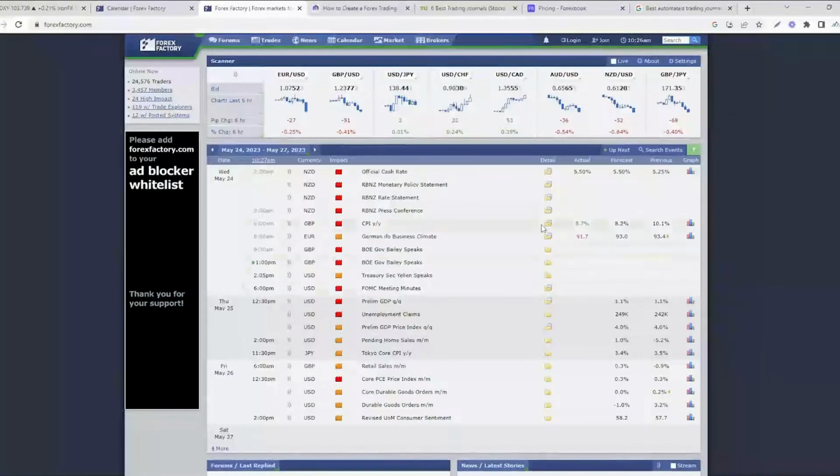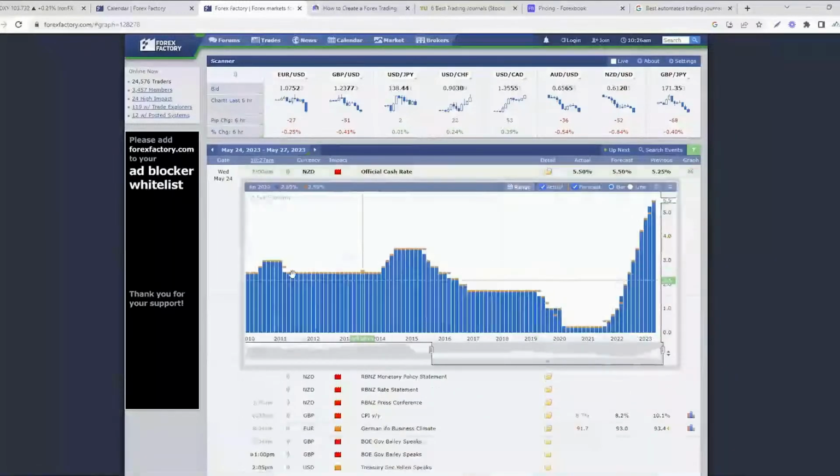Next, as I said, the good thing about Forex Factory is you also have the graph icon here. Whenever a particular event has a data point, it will have a graph. Of course, monetary policy statements and press conferences won't have a graph because it's all text. But anything that has a number assigned to it, you can click on it and it'll show you the history. So this is the official cash rate of New Zealand.